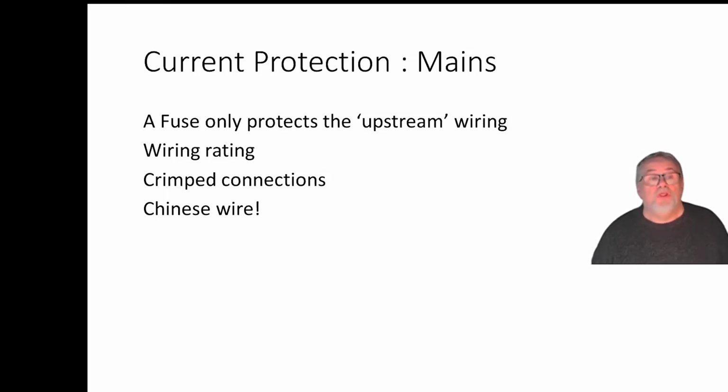Now that is not the current at which it melts, that's the current at which it becomes too hot to be safe. So your house wiring is all rated at 30 amps, unless you've got a shower, in which case it's rated at 50 amps. Lighting circuits are rated at 15 amps, and so on. Crimped connections, I've already mentioned this in another talk that I did, but in America, after the Second World War, there was an enormous shortage of copper because of the war effort.